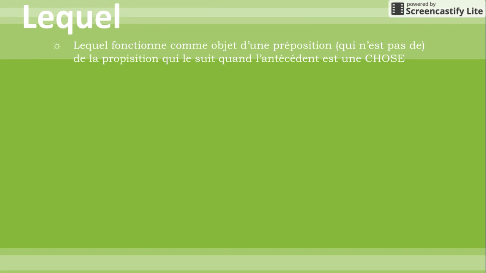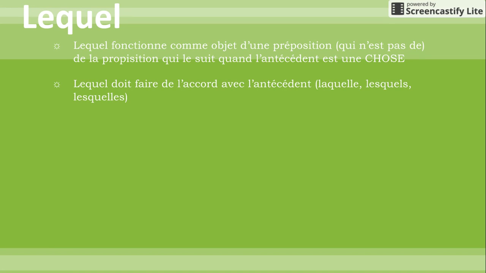Now we have the relative pronoun lequel. We've seen this as an interrogative, but it's also going to be able to act as the object, and only when its antecedent is a thing. It's going to need to agree with the antecedent, just like when it's in a question form.